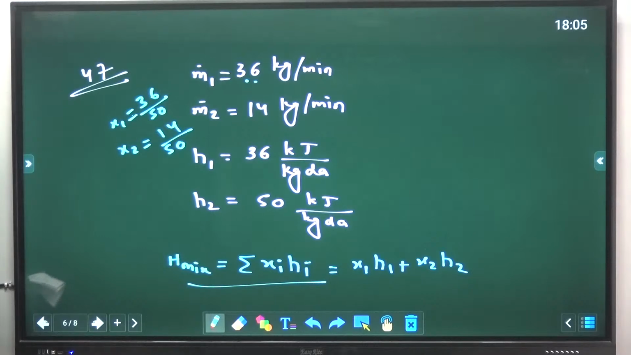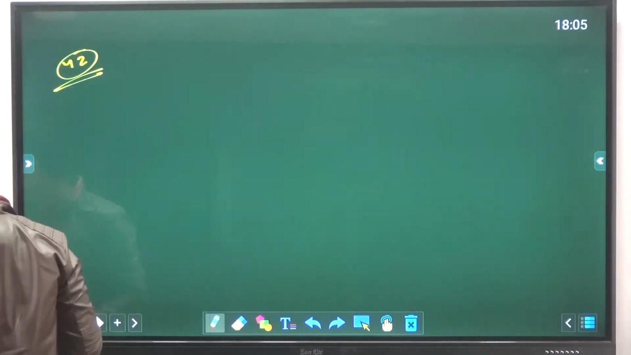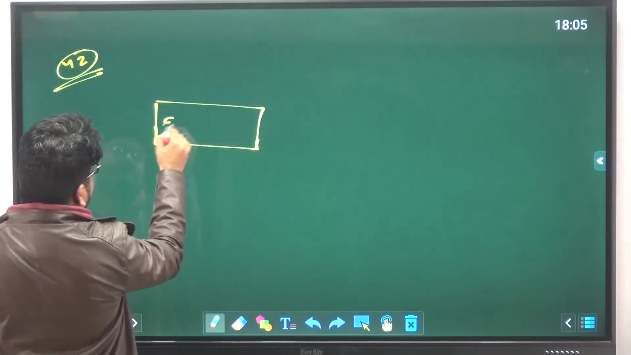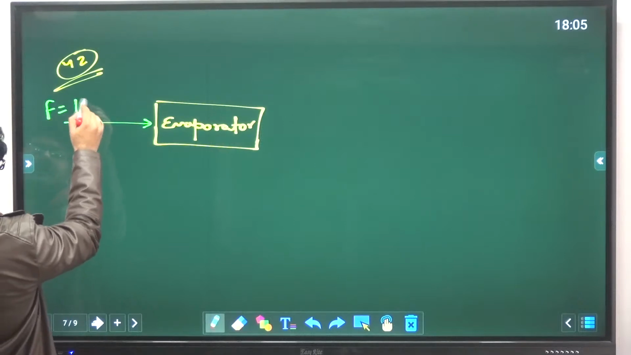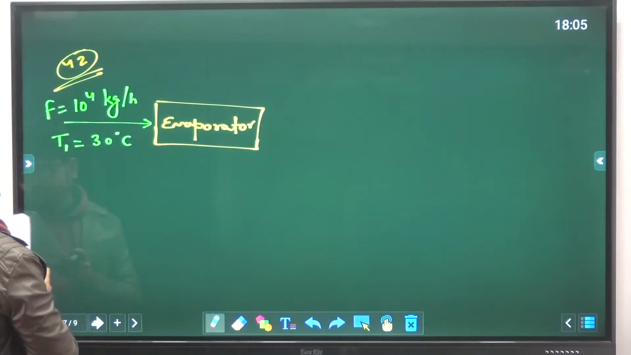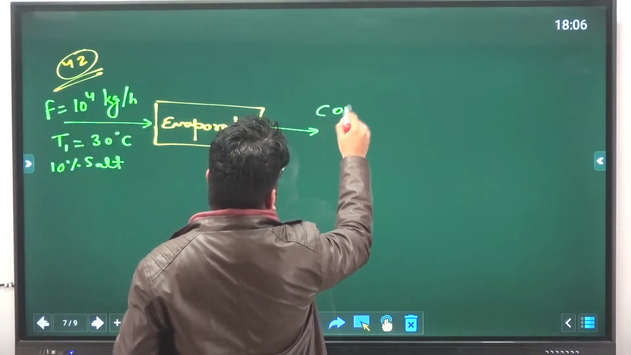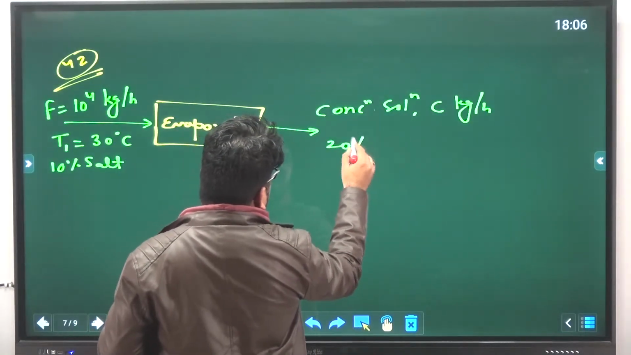And the last question which we will discuss here is question number 42, from the evaporator. See, this is one evaporator. It is given that a feed is introduced in the evaporator at a rate of 10 to the power 4 kg per hour at a temperature of 30 degrees Celsius, having 10% salt, and it is concentrated, meaning the concentrated solution is leaving, let's say, at C kg per hour with 20% salt.